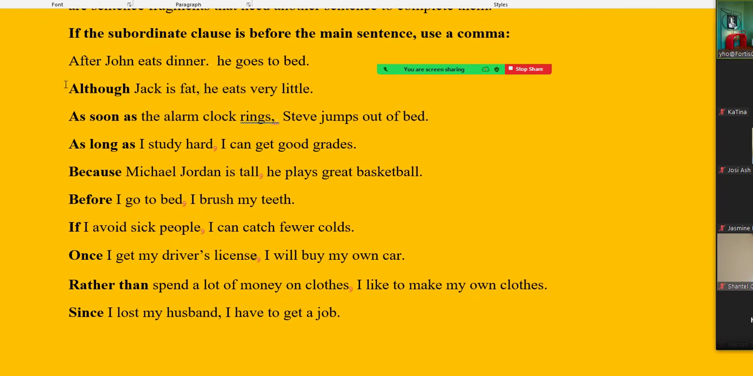So all of these words, although, as soon as, as long as, because, before, if, once, rather than, and since, are all subordinating conjunctions that start a subordinating clause that makes a dependent clause. And then when you have a dependent clause plus an independent clause together, you have a complex sentence. Does that make sense?